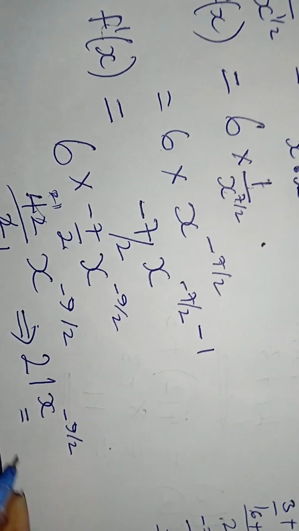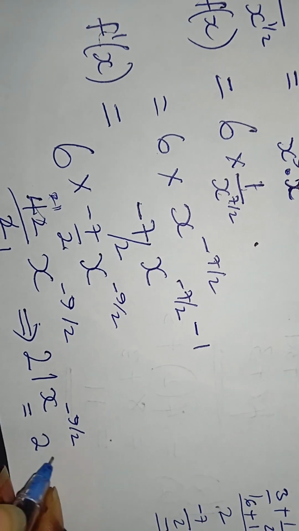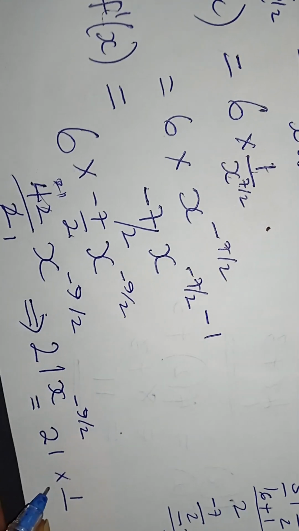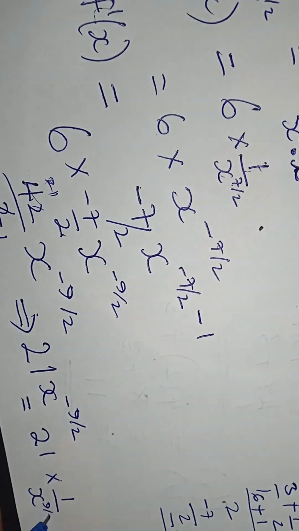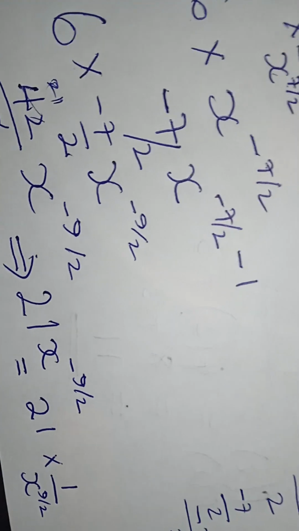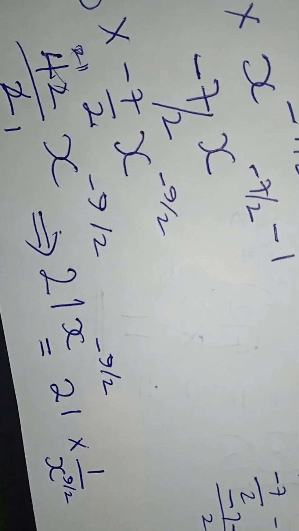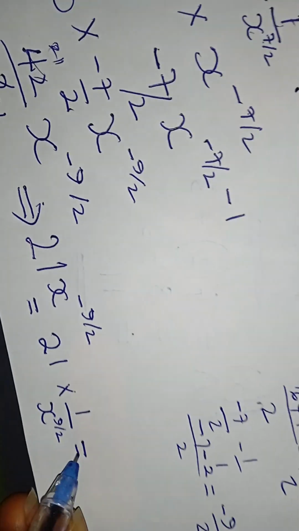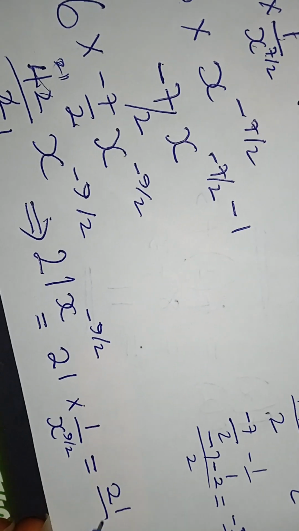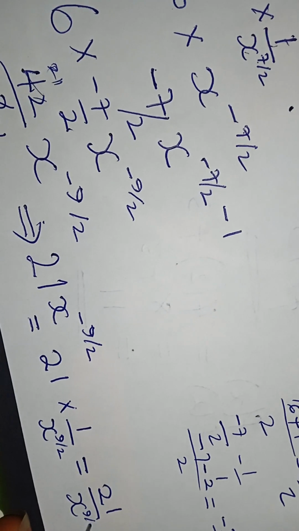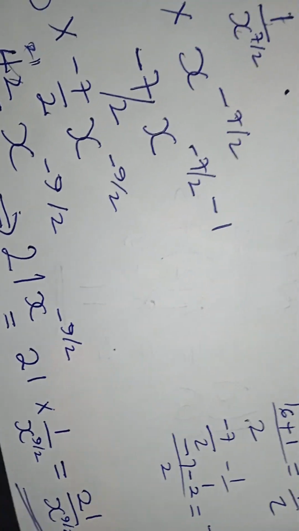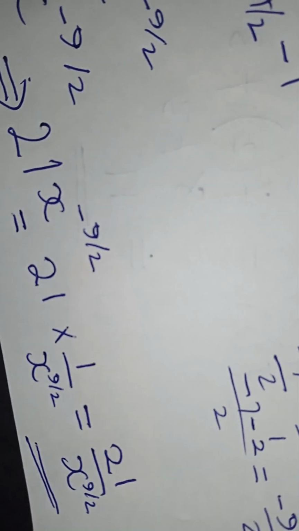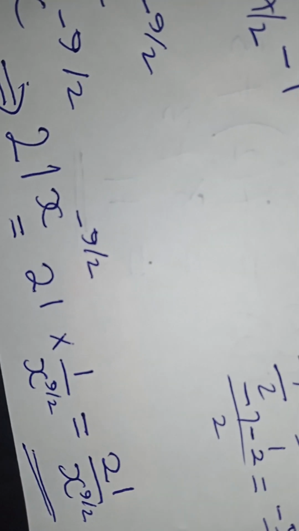And this is 21 times 1 over x to the power 9 over 2. This is 21 over x to the power 9 over 2. So this is my final answer.